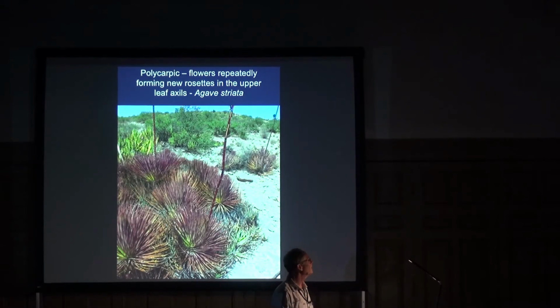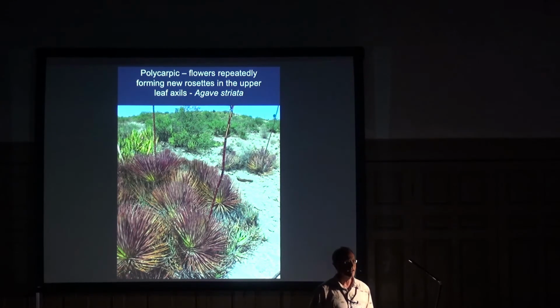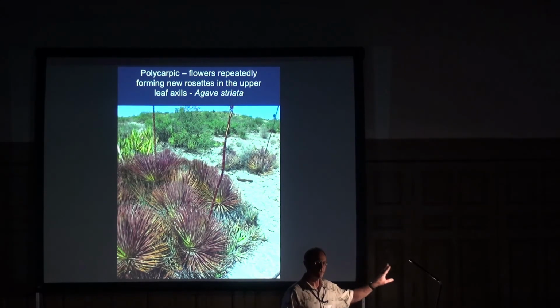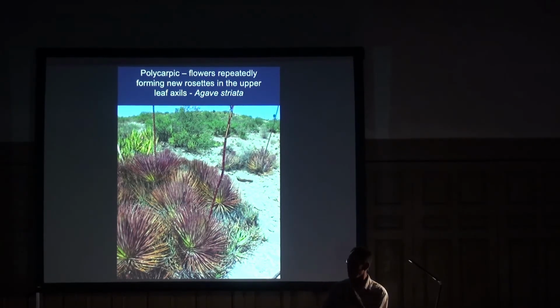Polycarpic means that a plant can flower repeatedly, forming new rosettes in the upper leaf axils. Now that's not unusual. You say, oh boy, I thought all agaves died, and that seems so unusual. But if you look at a tree or a shrub, this is basically what these plants do. They flower at the apex of the rosette, but they have the capability of producing offsets from the leaf axils, just like any other leafy plant, like a tree or shrub. So it's not that unusual, just in agave terminology or agave life, it is a little bit unusual.